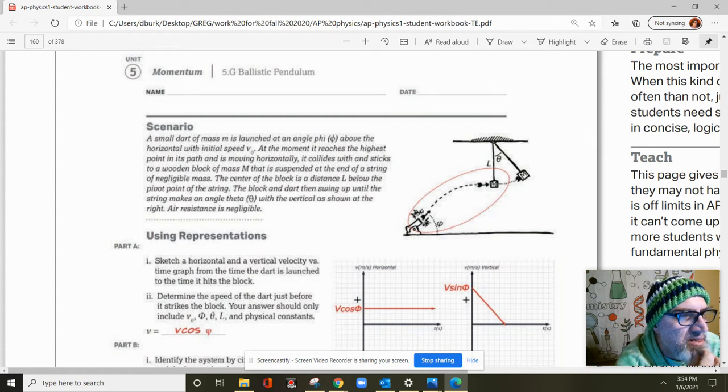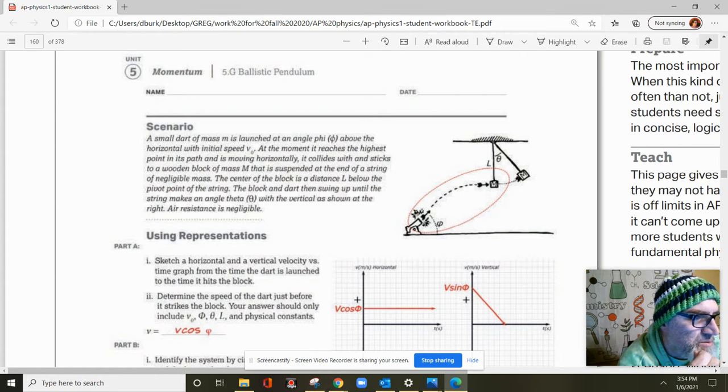And it collides with and sticks to a wooden block of mass. So this is called the ballistic pendulum. This is like this old crime lab type of tool, or if you want to investigate a gun that shoots, you can shoot the projectile into this ballistic pendulum and do things. So it hits a block. The block then swings up into the air. You can see the block swinging up into the air. It's going to make an angle theta with the vertical as shown.